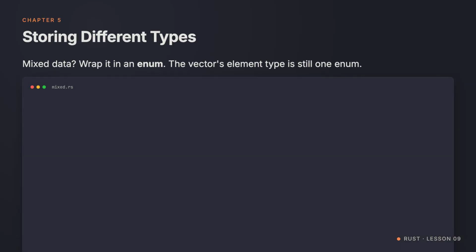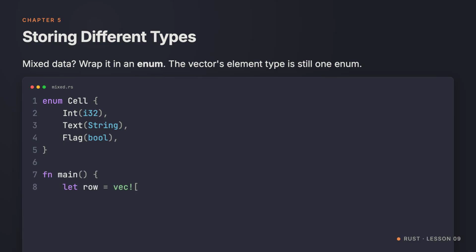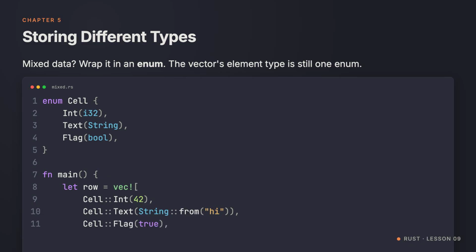Every Vec holds one type of element. That's a deliberate design choice. It lets the compiler lay out the vector efficiently in memory, and it lets every iteration know exactly what type each element is. But what if you genuinely need to hold multiple different types in one list? A row in a spreadsheet, where each cell might be a number or text or a flag. A parsed language, where expressions can be literals or identifiers or function calls.